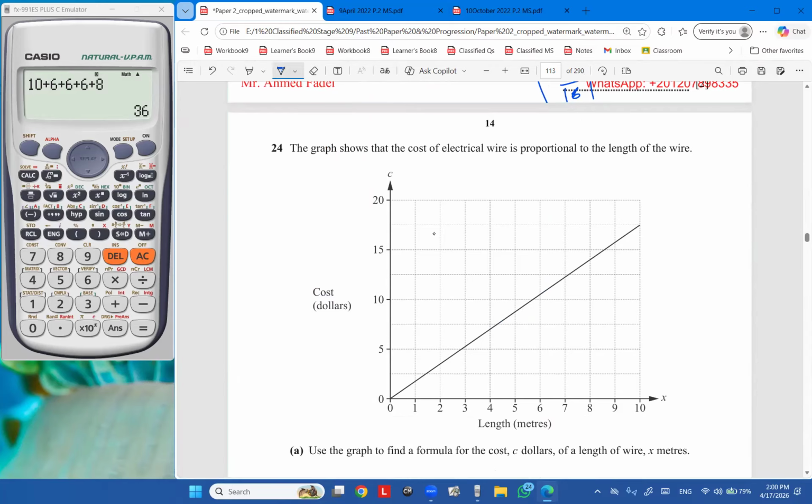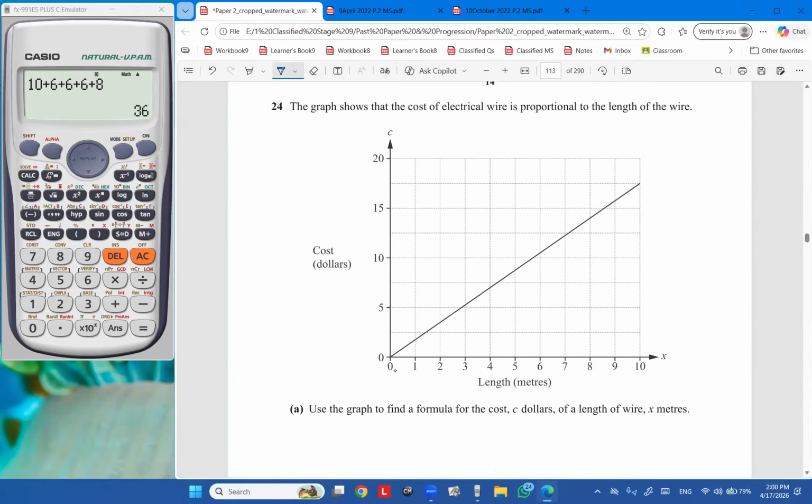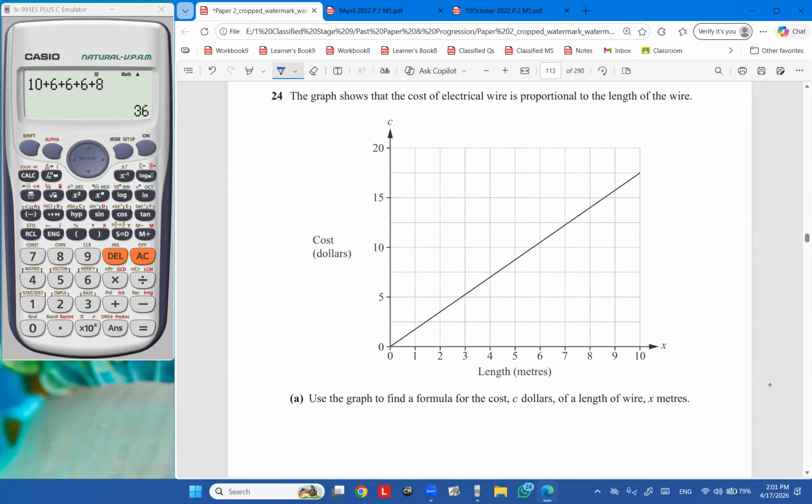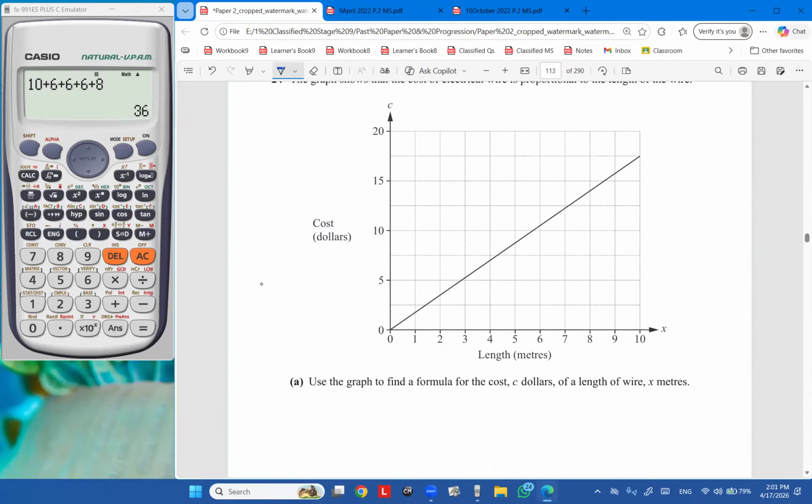The graph shows that the cost of electrical wire is proportional to the length of wire, which shows here a constant rate. Use the graph to find a formula for the cost C dollars. So they're telling you that the cost C dollars of a length of wire X meters. So the formula over here that we need is for the gradient. I need the gradient and the y-intercept just the same as y equals mx plus c, right? But y here, they told you it is not actually y. They told you that it is c.